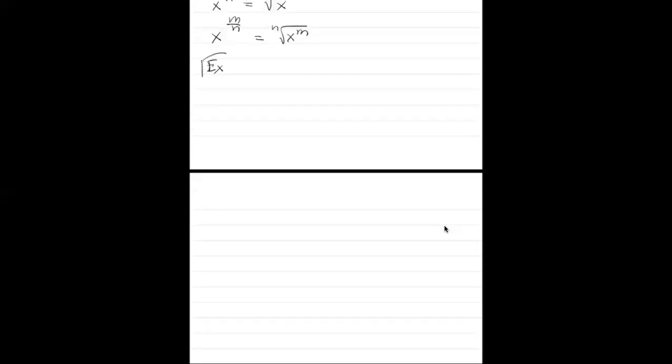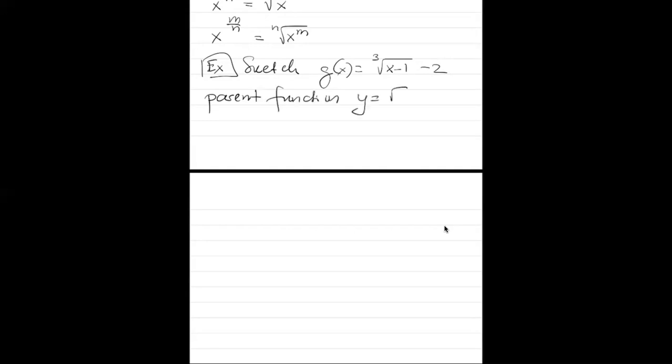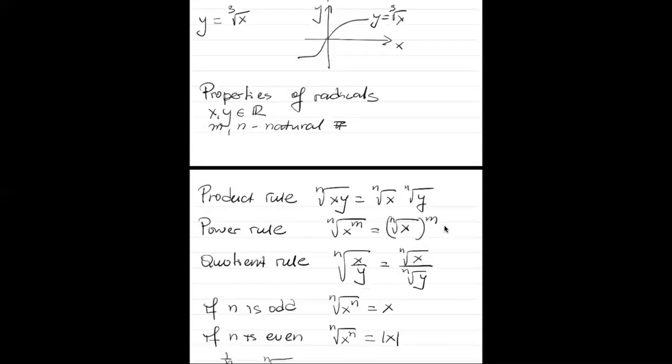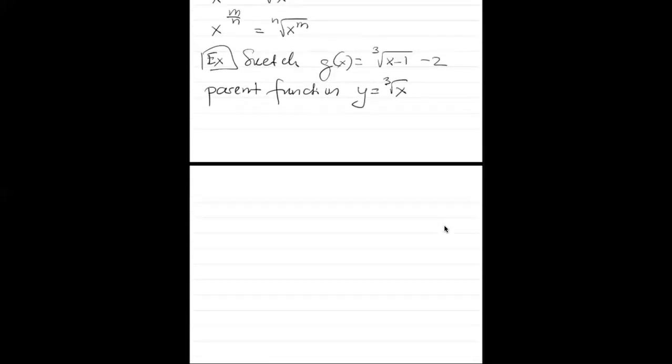So now graphing. Example, sketch g of x equals cube root of x minus 1 minus 2. So what is the parent function first? The parent function is y equals cube root of x. So cube root of x, we already know what the graph looks like. We had it right here. And then decide on the transformation.